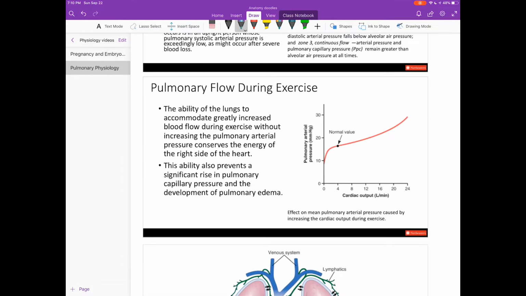And then finally, as you talk about pulmonary flow, going back to exercise, this graph shows that as the cardiac output increases, then the pulmonary arterial pressure increases, and I think we already knew that, but as the exercise goes up, then that pulmonary pressure goes up as well.